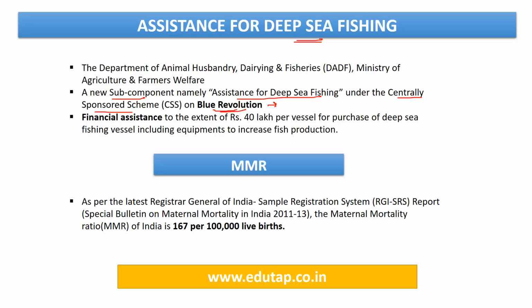This particular sub-component is to be implemented by the Department of Animal Husbandry, Dairying and Fisheries under the Ministry of Agriculture and Farmers Welfare. Under this component, financial assistance of up to 40 lakh per vessel will be provided for the purchase of a deep sea fishing vessel, including equipment, to increase fish production. This is basically to enhance deep sea fishing, in which fishing is done in the deeper parts of the sea.